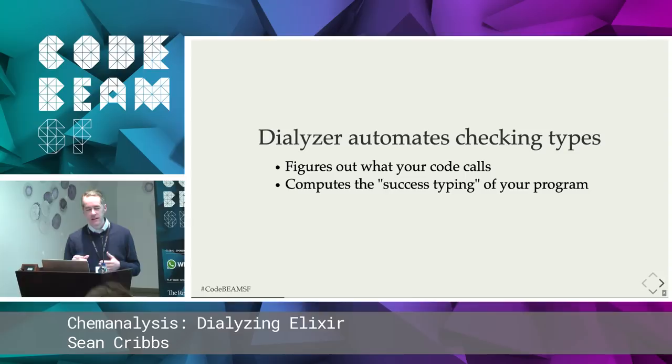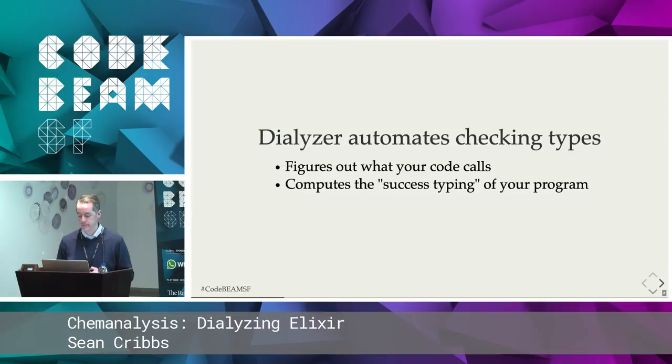To make it fairly simple and not so theoretical, the success typing is the collection of types of every value and function call that it can infer about your code, assuming that code has no errors. Another way to put that would be: what types does this code need in order to not crash, in order for it to succeed?